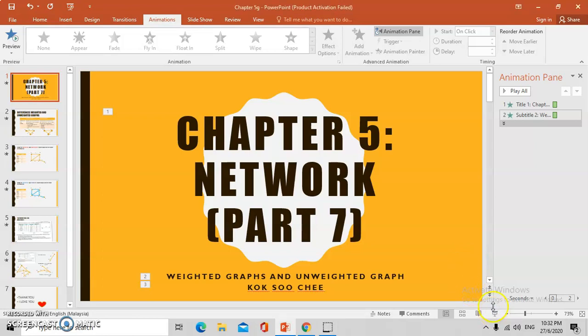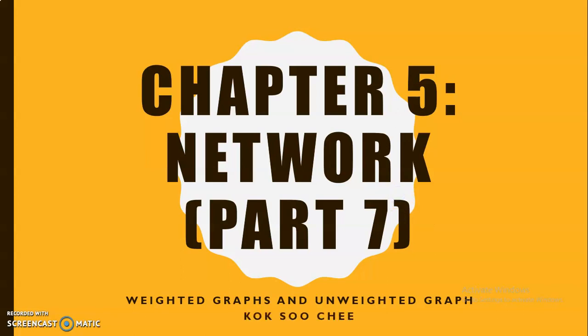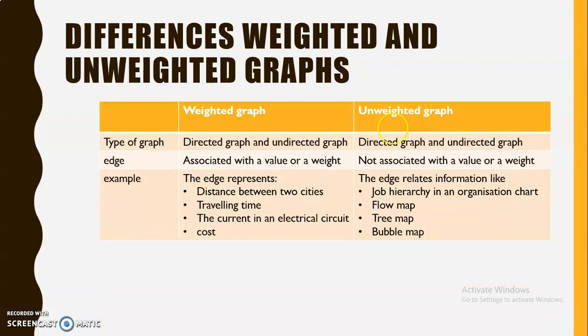Okay, good morning. Today we're going to learn chapter 5, Network, part 7, weighted graph and unweighted graph. So we look at the different weighted and unweighted graph. So, weighted graph, directed graph, and undirected graph.